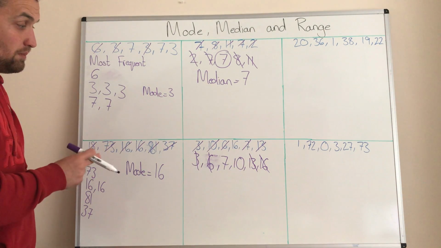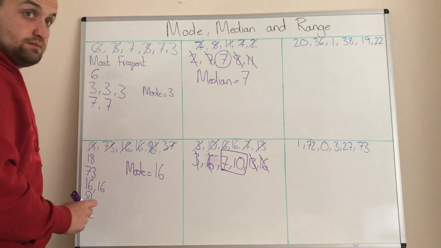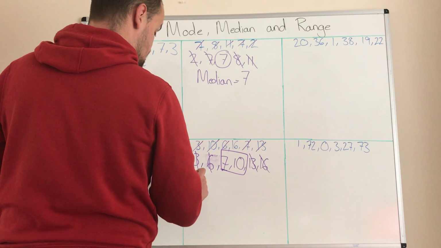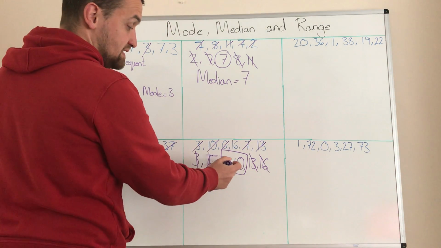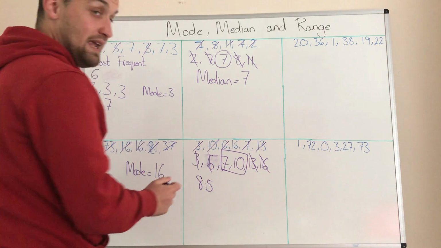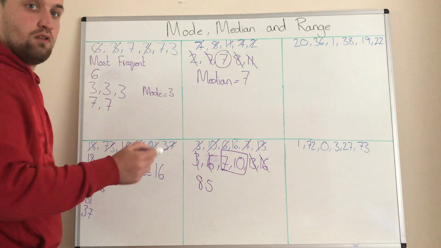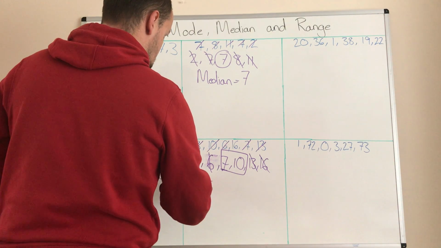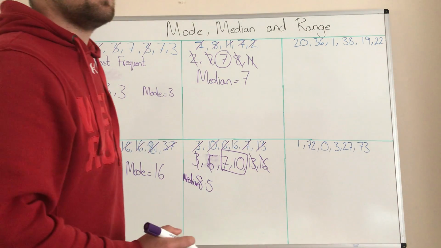If you're left with 2 numbers like this, so we've got 7 and 10 left over, you have to find the middle of those 2 numbers. So the middle is 8.5. The difference between 7 and 10 is 3. Divided by 2 is 1.5. Add it on to 7, we get 8.5. So if you're left with 2 numbers in the middle, you find the middle of those 2 numbers. So our median is 8.5.